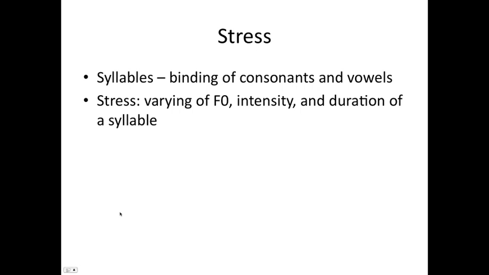So, what is stress? In order to understand stress, first we need to know what a syllable is. A syllable is basically a binding of a consonant and a vowel. So ba is a syllable, ka is a syllable. When you combine a consonant with a vowel, we get a syllable. Why is it important to understand syllable before we understand stress? Because usually a syllable is a unit of stress. We place our emphasis on certain syllables in certain words, which becomes the emphasized word, and that's what is called the stress.